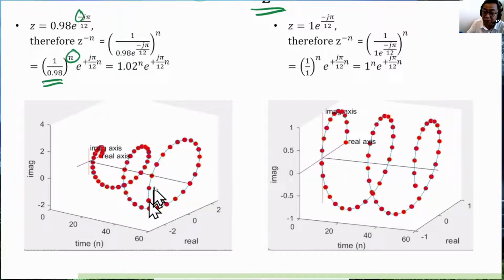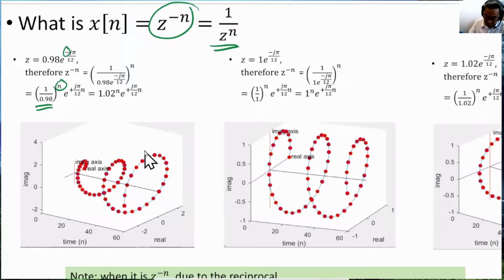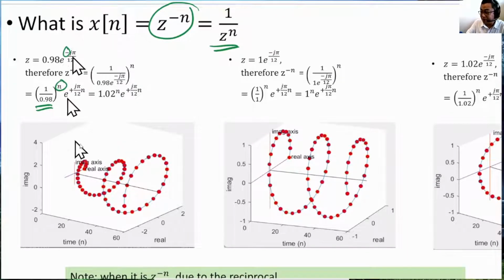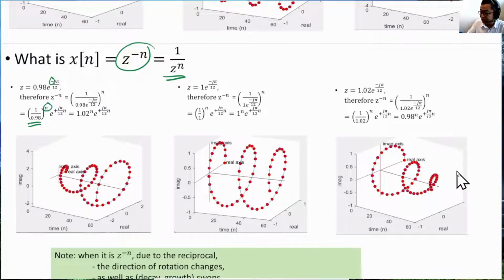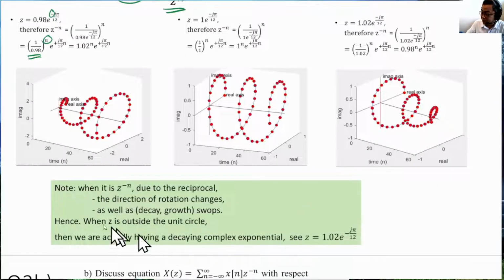So this is very confusing when you start. I would strongly advise you to plot z to the n first, and then you can figure out what is z to the minus n. You can see the rest of this yourself and compare the patterns that I've just explained. This is the difference between z to the minus n and z to the n: the rotation changes, and the original value that was decaying will now grow, and if it was growing will now decay.